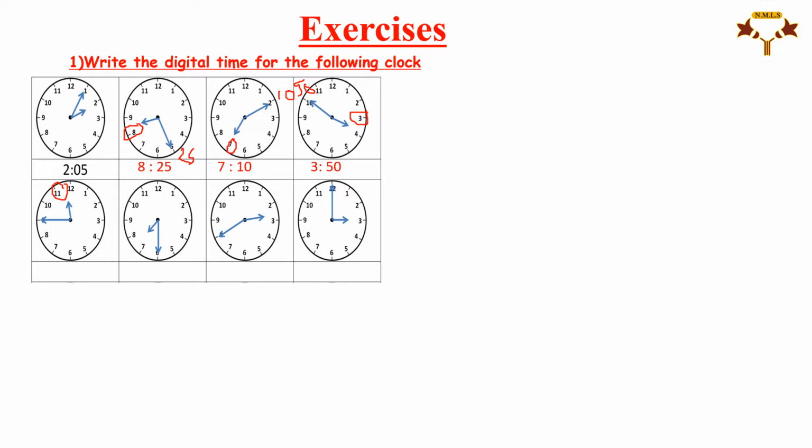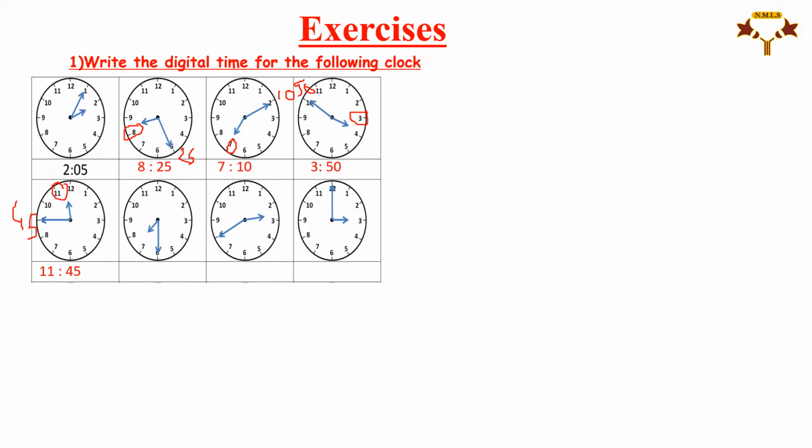Then skip counting by 5 from 1 up to 9. 5, 10, 15, 20, 25, 30, 35, 40, 45. Okay, then at 9 means 45 minutes, then it will be 11 and 45 minutes.